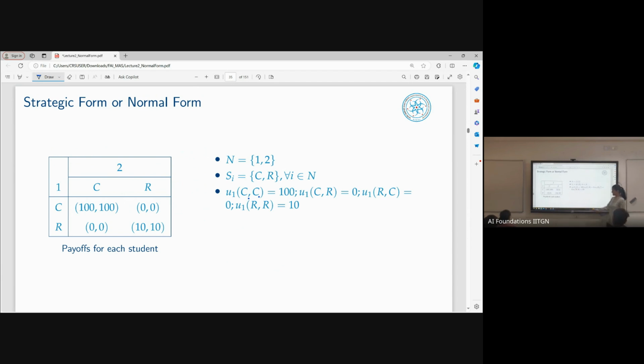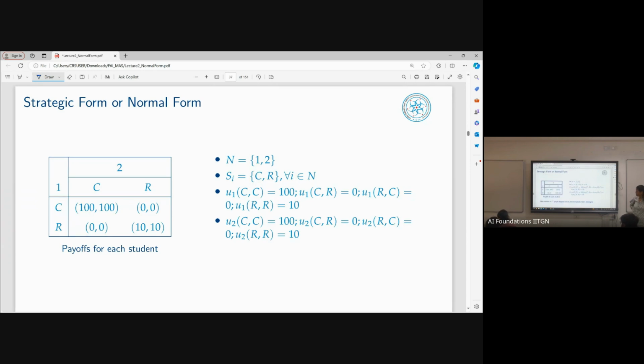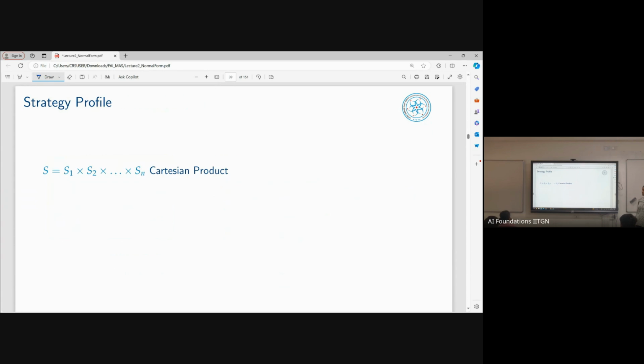So for that, when I say U1 CC, it's always the first of these. Right? For U1, it's the first element of the tuple, and for U2, it's the second element of it for each of the possible outcomes. So, the utilities of every player depend on everybody else's strategy.